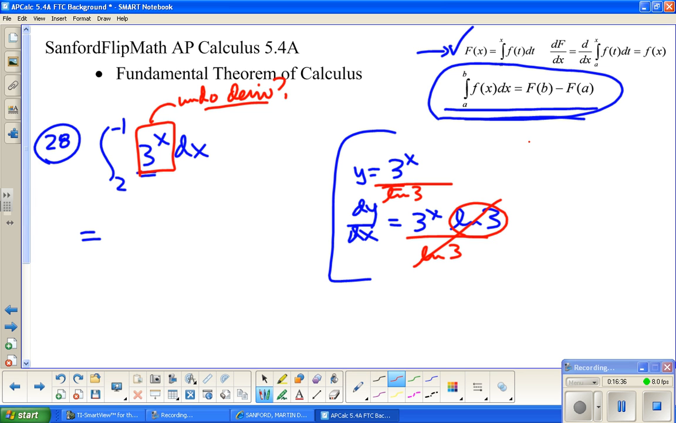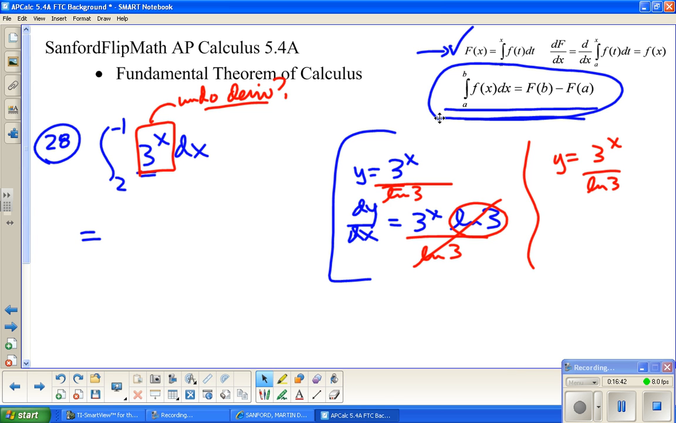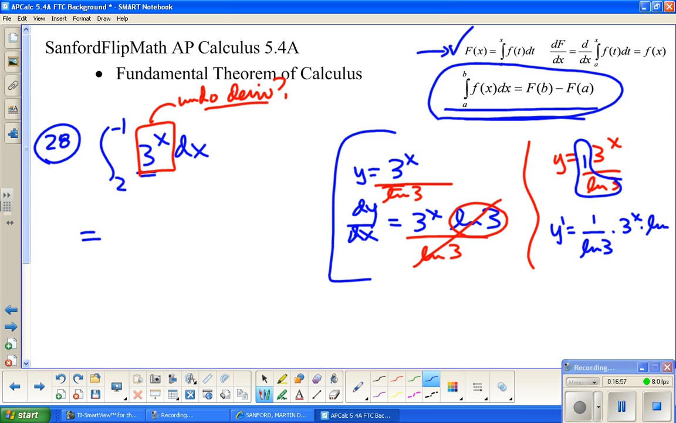Okay, recap. If I have y equals 3 to the x over the natural log of 3, this 1 over natural log of 3 is just a little constant that comes along. So y prime would be 1 over the natural log of 3 times, that's just a constant that's coming along, the derivative of 3 to the x, which would be 3 to the x times the natural log of 3. Those divide out. That's cool.